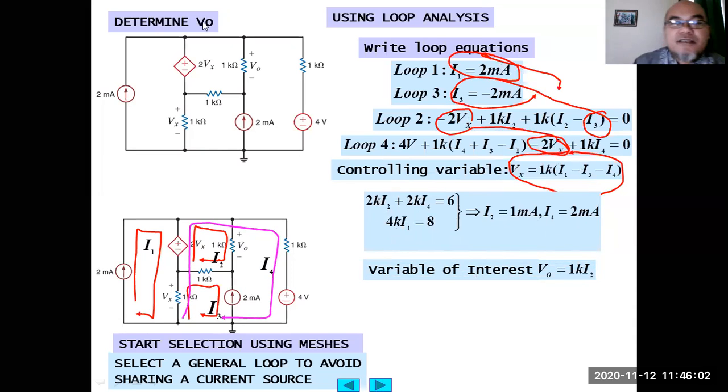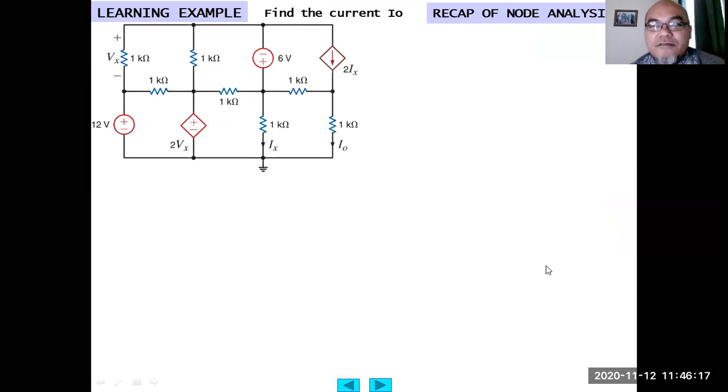The variable of interest that is asked is V output here. So V output is calculated using 1 kilo ohm times I2, right? We have obtained I2, so 1K times 2 milliampere is 2 volt. The output is 2 volt.